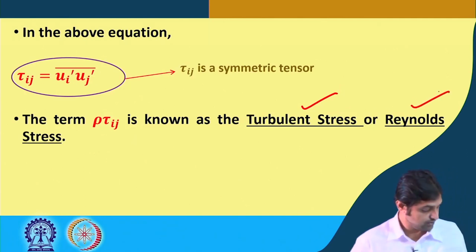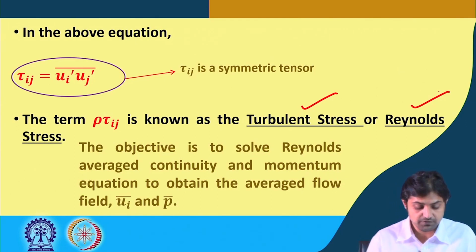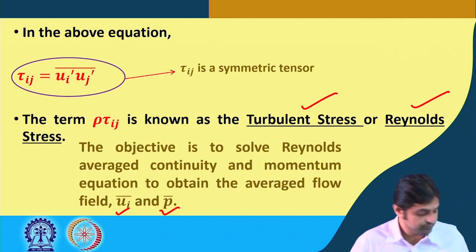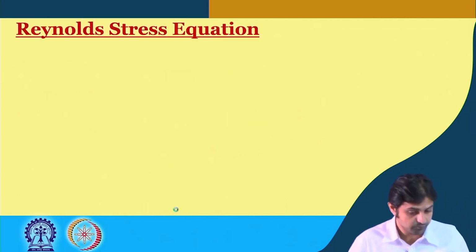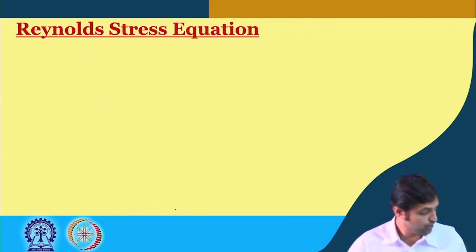All right. The objective is to solve the Reynolds averaged continuity and momentum equation to obtain the average flow field ui bar and p bar. So the objective is to solve the flow for ui bar and p bar. We want to find out the average quantities. That is why we do some turbulence modeling. Okay. So how do we do it? We solve the Reynolds stress equation.